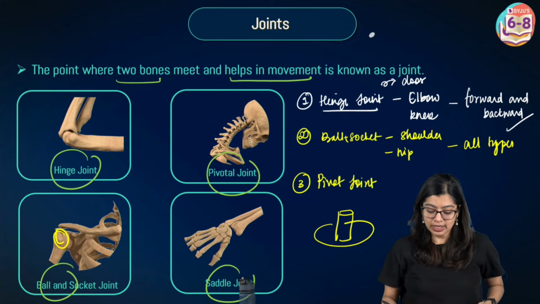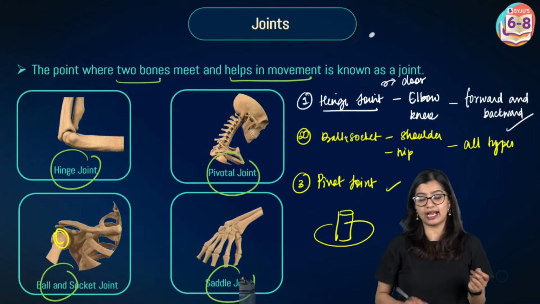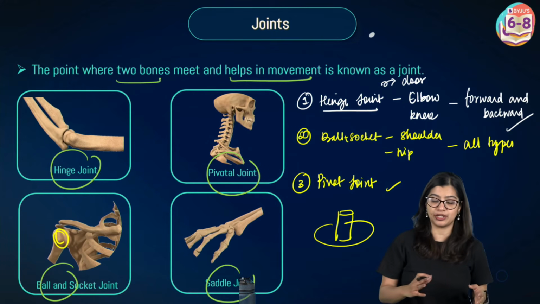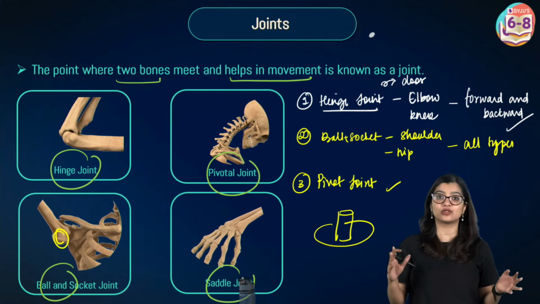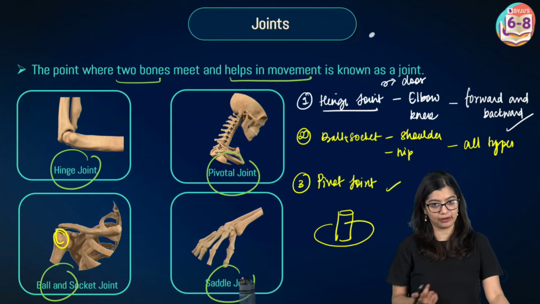So in this case, in our neck region, we have this kind of pivot joint, and the bones that are involved are the axis and the atlas. The various kinds of movement that we see in our neck region are possible because of the pivot joint.